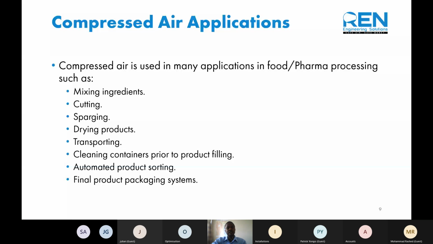So compressed air applications, as they relate to food and pharmaceutical, include things such as using compressed air for mixing ingredients, cutting, drying products, transportation of things like powders, cleaning containers before product filling, automated product sorting, which is used in industries such as macadamia nuts and even coffee to sort out some of the grains that are damaged or not fit for consumption, and final product packaging systems.